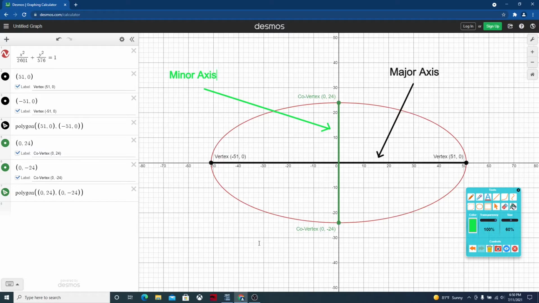Now, those aren't the only points that we're concerned about here on our ellipse. All right, we're going to add two other points. Now, hopefully you recall that in our Pythagorean triples, we had three numbers, and those numbers were 24, 45, and 51. So we've accounted for two of those numbers from the Pythagorean triple. This time we're going to use 45. So let's plot those points. So the first one is going to be 45, 0. And then the second one is going to be negative 45, 0.